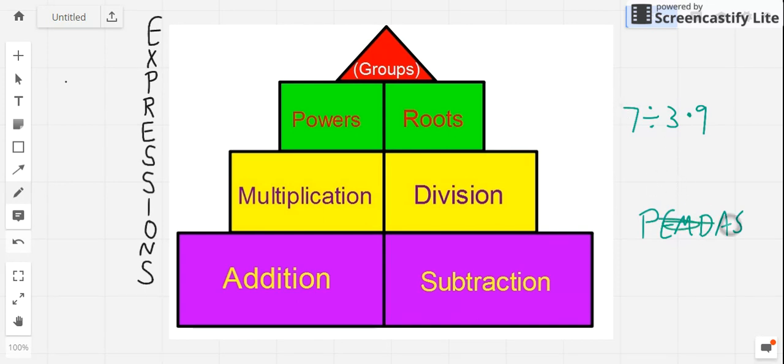But if it's with a tower here, and I'm at the multiplication division level because I'm looking at this. There's no groups. Great. I don't see any powers or roots. I'm now looking for multiplication and division. Does that make sense? So now, boom, 7 divided by 3, then times 9. So it's not 7 divided by 27, right? So that's how it goes. And I think I'm about out of recording time. So that's expressions. Start at the top, work your way down.